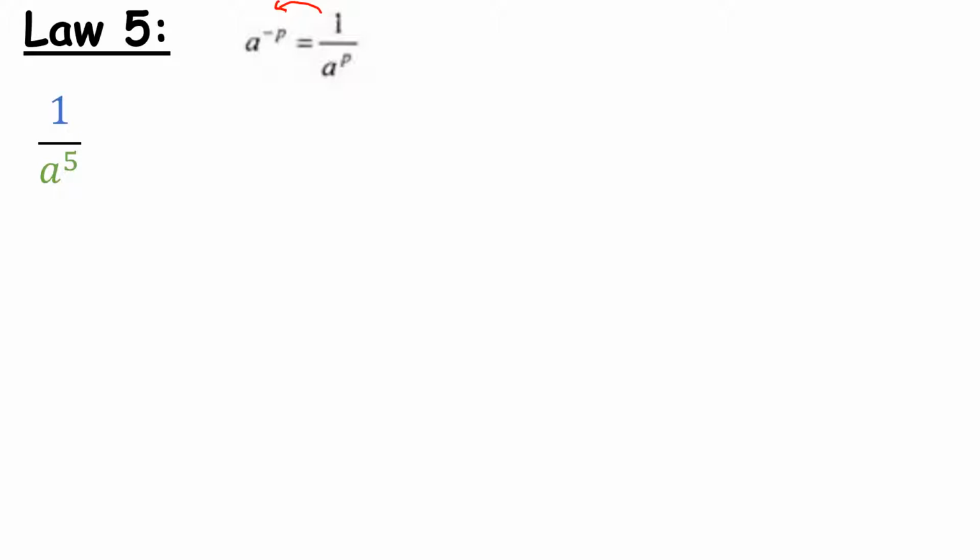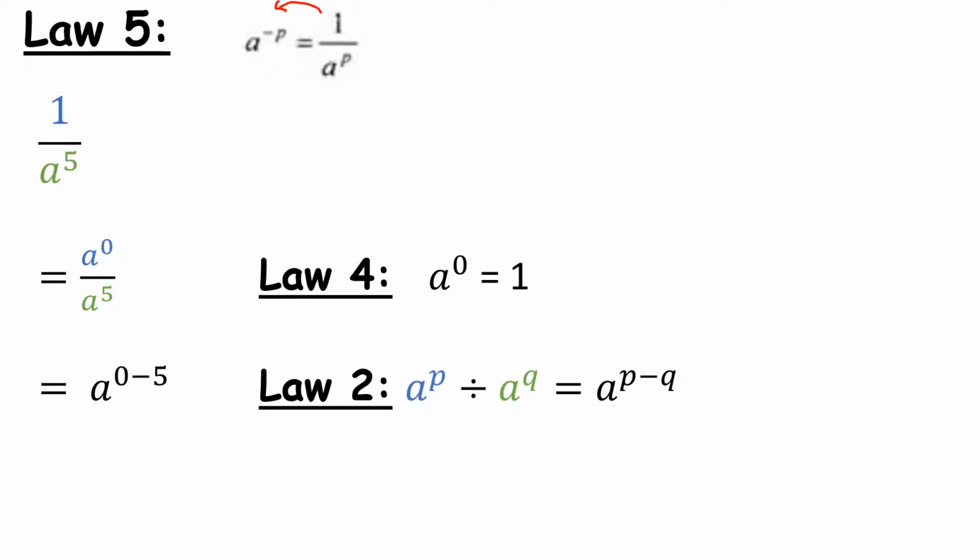So we're starting with 1 over a to the power of 5. Using law 4, which we've just looked at, I can write that 1 at the top as a to the power of 0, because if you remember, any non-zero number to the power of 0 is equal to 1. Now, because I have a to the power of 0 divided by a to the power of 5, I can use law 2. Using law 2, which talks about division being the same as subtraction of the powers, I get a to the power of minus 5. So we can see that 1 over a to the power of 5 gave us a to the power of minus 5.